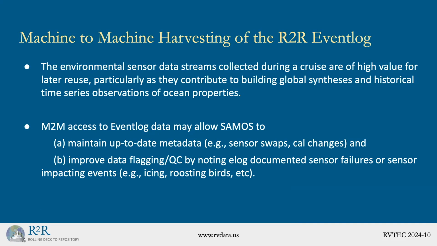So one of the things that we are proposing is machine-to-machine harvesting of the R2R event logger. What this looks like would be an API script that can look at the event logger. We get the event logger in near real time every 30 minutes to our shore server. So groups like SAMOS could then harvest those actions specifically for MET sensors and say, hey, we swapped out this sensor and calibrated it. This is the calibration file. The idea is that this would reduce emails from the technicians to SAMOS. We know technicians' time is very important and you have a lot to do, with the event logger being one of the lower priorities.